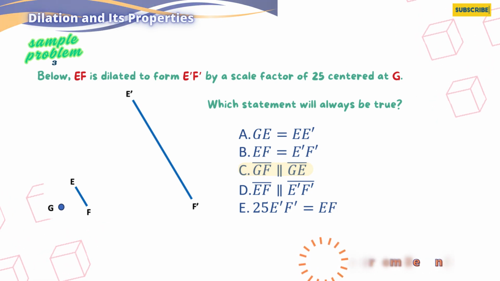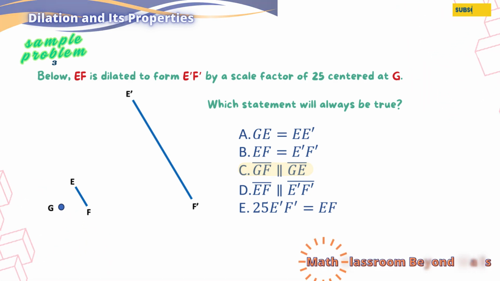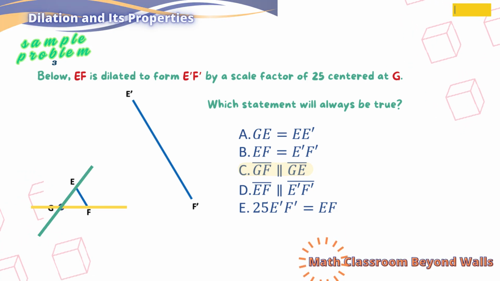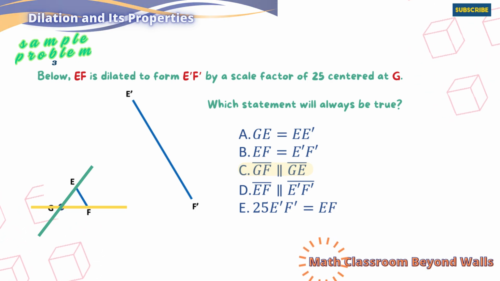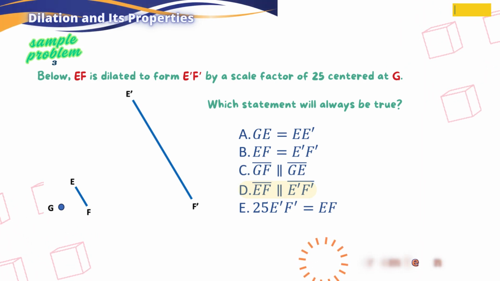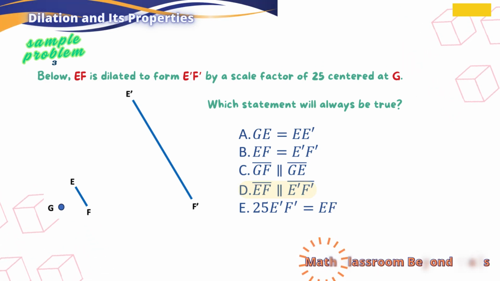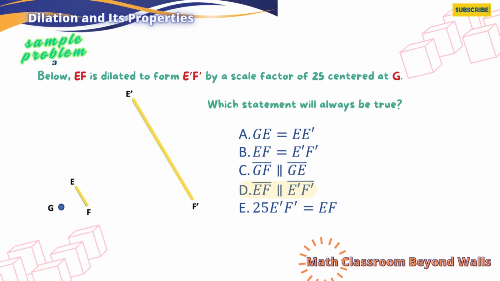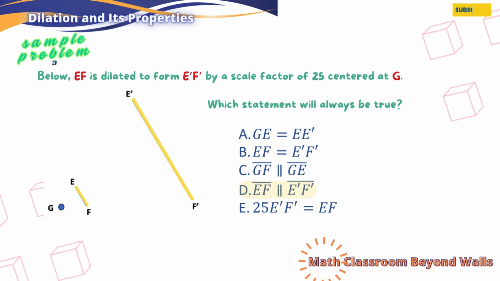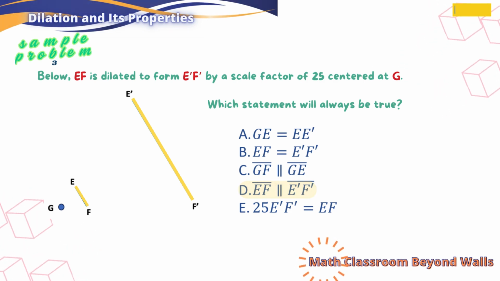Let us look at option C. Line segment GF is parallel to line segment GE. Let us locate again where these are. GF is here and GE is here. Are they parallel? No, they're not. Now let us look at option D. Line segment EF is parallel to line segment E prime F prime. Where are these, learners? Okay, so these segments are here. Are they parallel? Yes, the statement is true. Segment EF is parallel to segment E prime F prime.